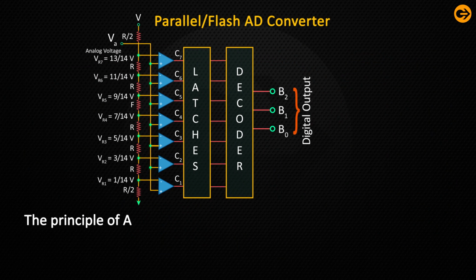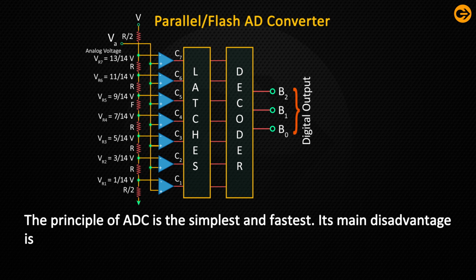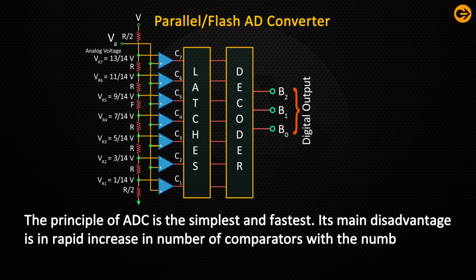This type of ADC is the simplest and fastest. Its main disadvantage is the rapid increase in the number of comparators with the number of bits, 2 to the power n minus 1.